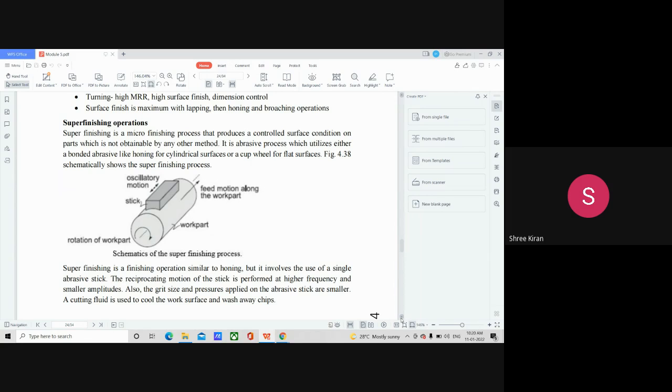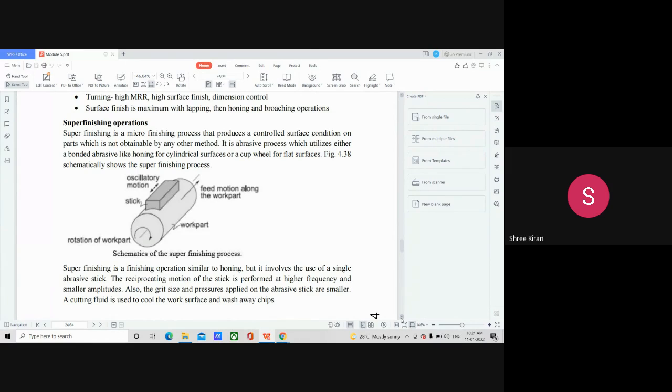Super finishing is also similar to honing, which we discussed in the last module, but it involves the use of a single abrasive stick. Here we have a single abrasive stick. Instead of a lubricant, a cutting fluid is used to cool the work surface and wash away the chips. In gear finishing we use a lubricant to cool and maintain thermal conductivity and the thermal aspects, but in this case a cutting fluid is used to cool the work surface and wash away the chips.